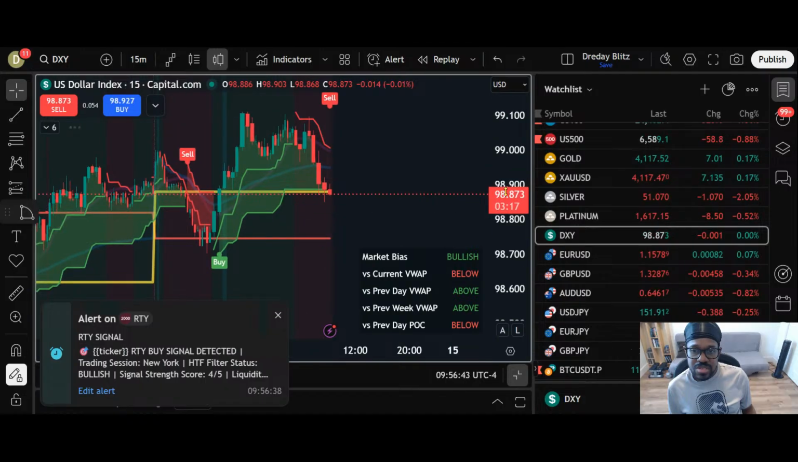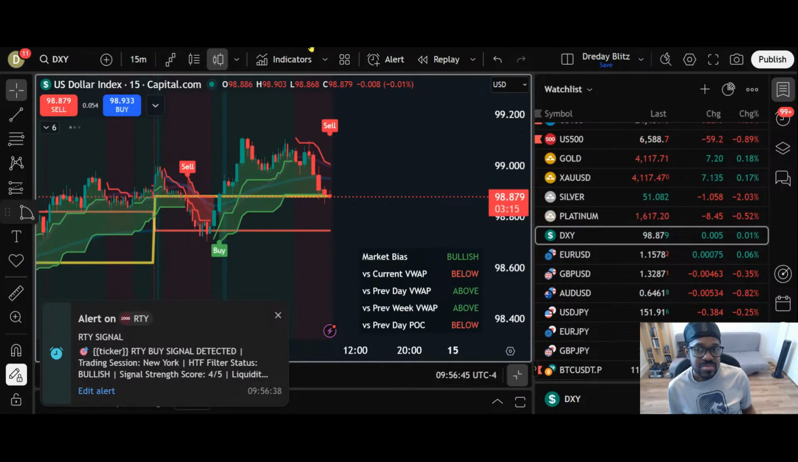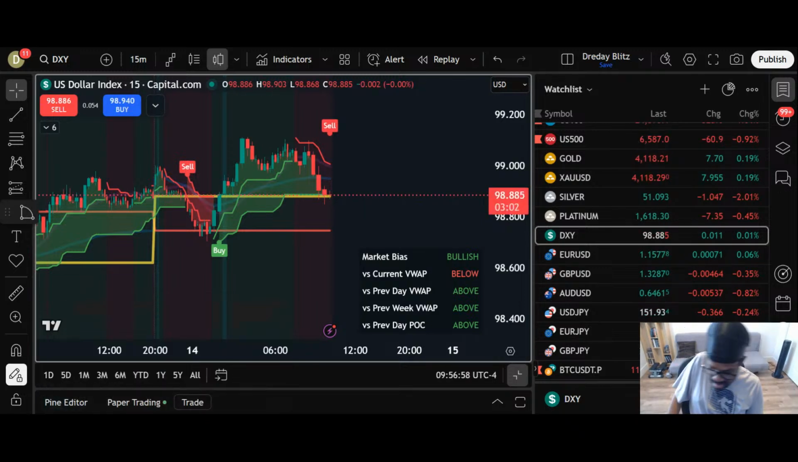So Russell 2000 is the buy. IRTY at price 2,448.4 on 15 AM time frame and time 9 hours 56 minutes and 39 seconds. IRTY at price 2,448.4 on 15 AM time frame and time.